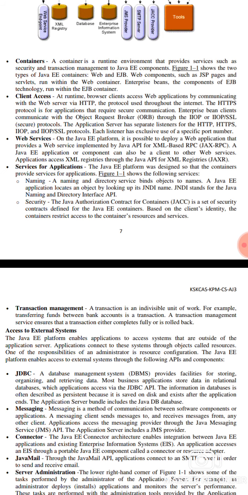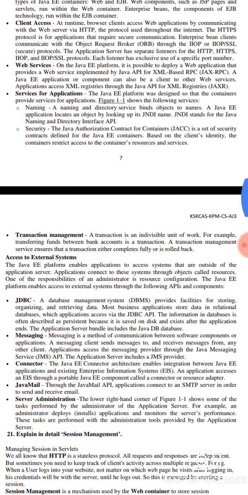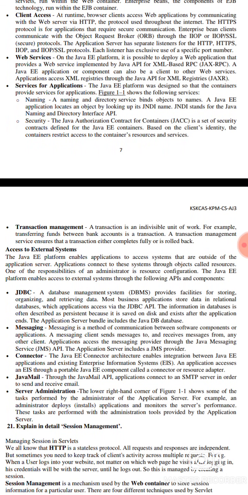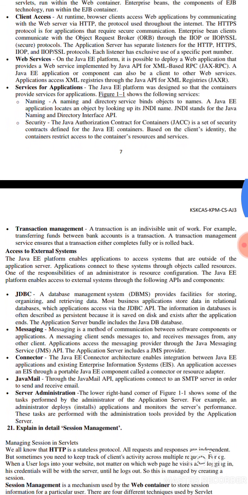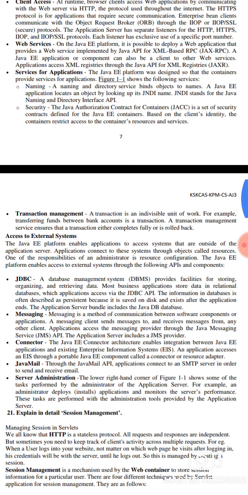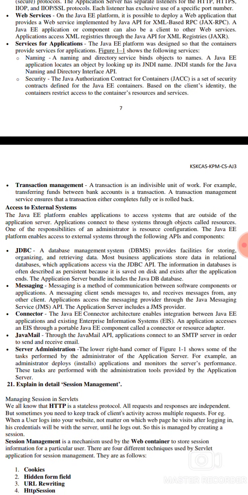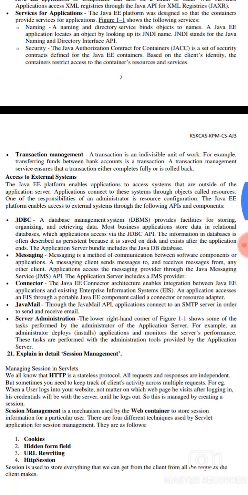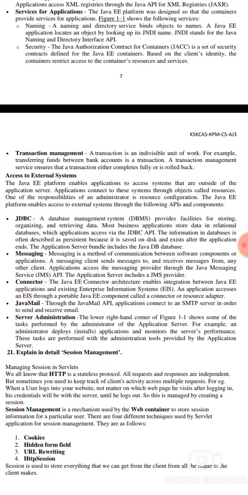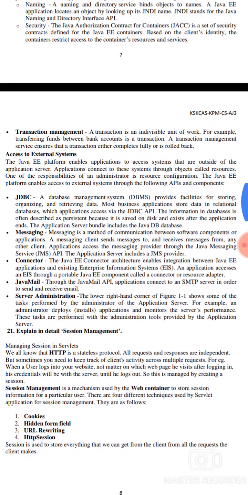Client access: at runtime, the browser client accesses a web application by communicating with the web server. Web services: on the Java Enterprise Edition platform it is possible to deploy web applications that provide web services implemented by Java API. Services for application naming: a naming and directory service binds objects to names.